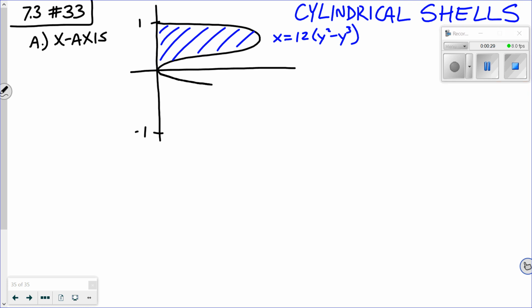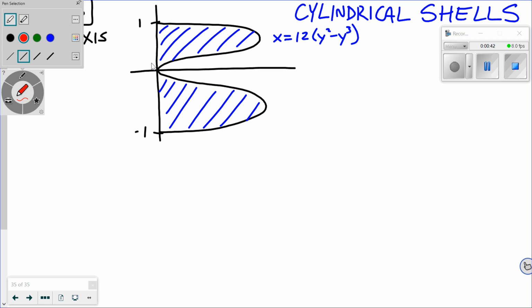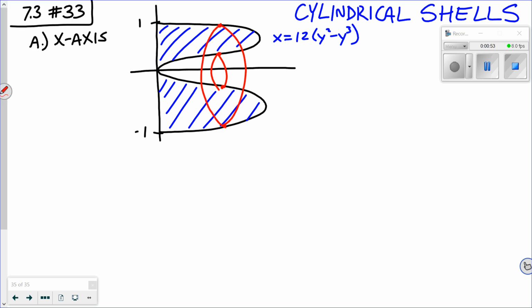So if we rotate this one about the x-axis, the bottom shape would be down there somewhere, right? So I'd have the same thing down here. And then if I try to do my washer, all right, there's my washer, except when I try to solve this equation for y to do the washer method, it doesn't work. So here's a case where we're going to have to use a cylindrical shell.